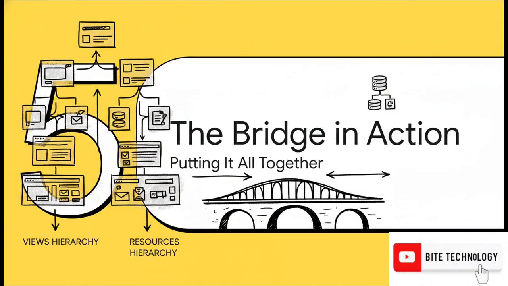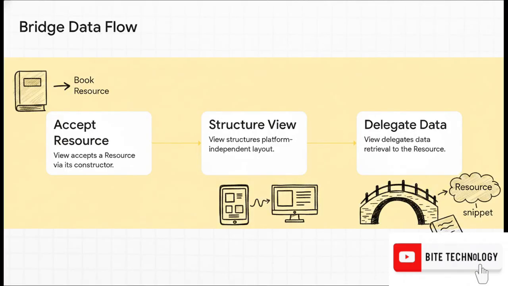And finally, Section 5, the bridge in action, putting it all together. Okay, let's see how this builds in a real technical breakdown. We're going to step through the code logic and see exactly how these two independent hierarchies, our views and our resources, actually interact across the bridge. Step 1, when we create a view, let's say a long-form view, we pass a specific resource into its constructor, like a book resource. Step 2, the view starts setting up its platform-independent layout, maybe putting an image box on the left and a text box on the right.